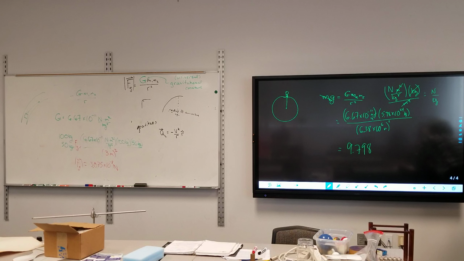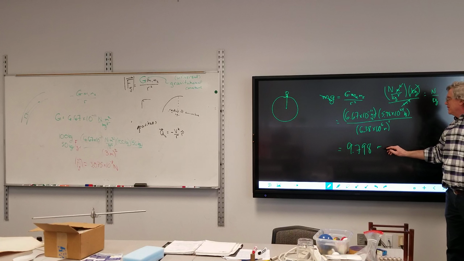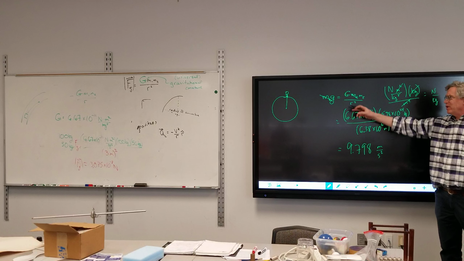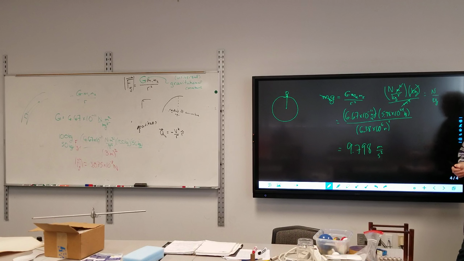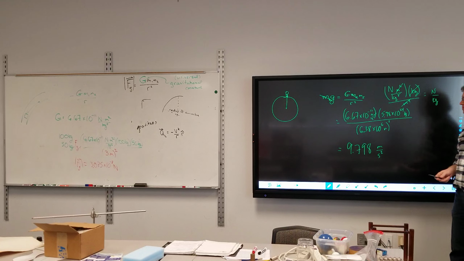9.798. In the units? Meters per second squared. There we go. Yeah. It's acceleration due to gravity. Newtons per kilogram is legitimate. Meters per second squared is the more traditional way of writing it.